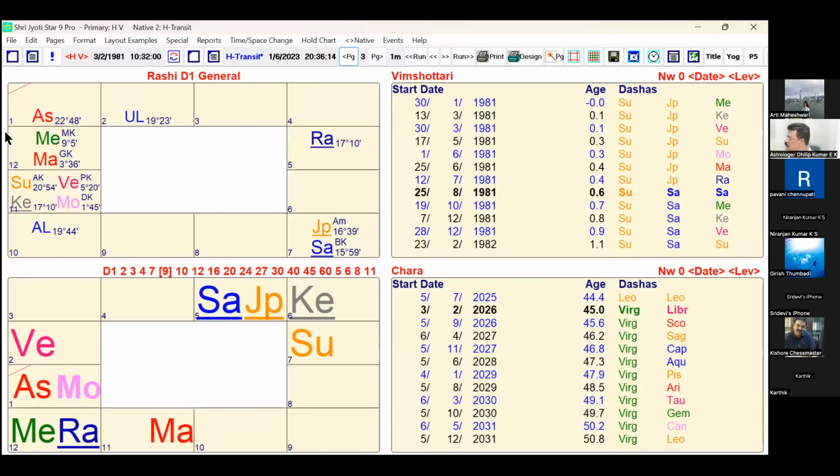And there is a parivartana between the 12th house and the 7th house. By being in the 7th house, they have become Marakas. I think Sri Durga added a point. Saturn and Jupiter both are retrograde, and they're very strong.